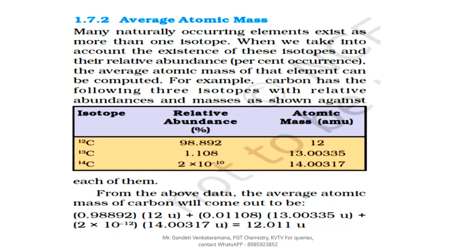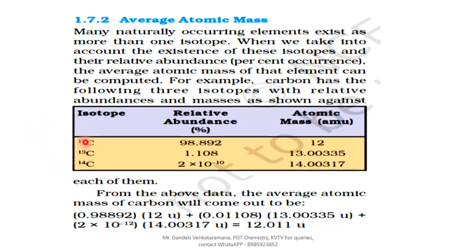Average atomic mass. We have already discussed atomic mass. Now we are going to discuss average atomic mass. So what is the average atomic mass? Now we will see. Many naturally occurring elements exist as more than one isotope. So what is an isotope? Can you define isotope? Yes, we can. Isotopes are the elements having the same atomic number but different mass numbers. For example, carbon-14, carbon-13 and carbon-12.